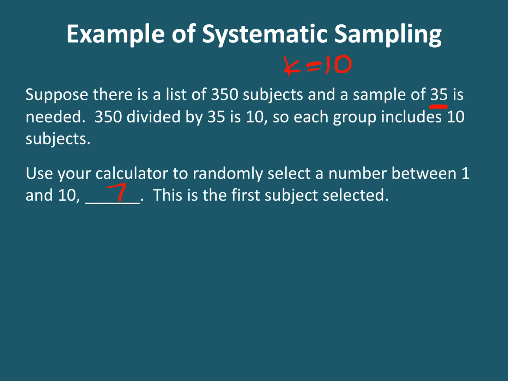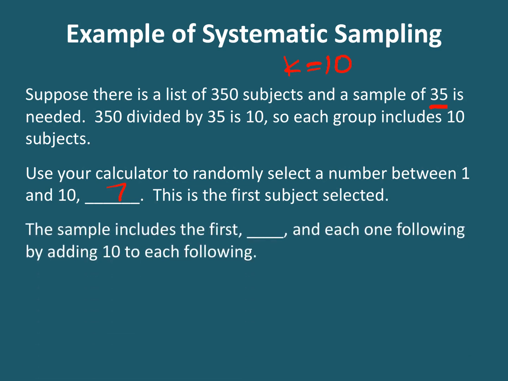Okay, this is our first subject selected. Now the sample includes the first 7 and each one of the following by adding 10. And now we need to do this 35 times because again we need a sample size of 35. So if I was to list my systematic sample, it would look like this. It'd be 7, 17, 27, 37, dot, dot, dot.